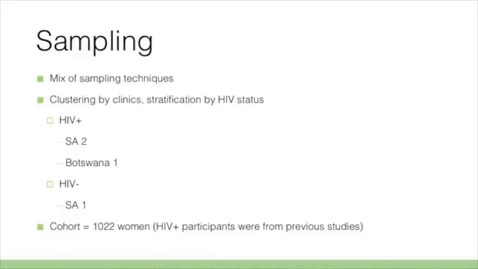So the HIV positive patients really came from 2 sets of patients in South Africa and then 1 clinic in Botswana. And then they also identified another clinic in Durban, South Africa, where they identified 72 HIV negative patients and included them just so that we can compare the HIV positive and negative patients. So in the end, they had a cohort of 1,022 women. Now, if you read the paper carefully, most of these patients form part of previous studies, previous observational studies, certainly a group that has been very active.